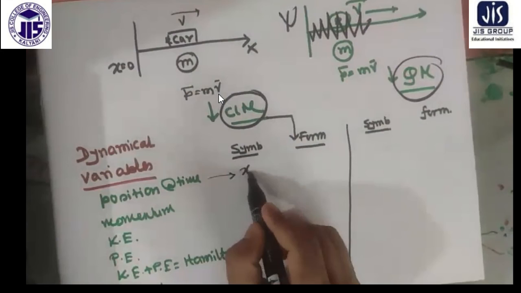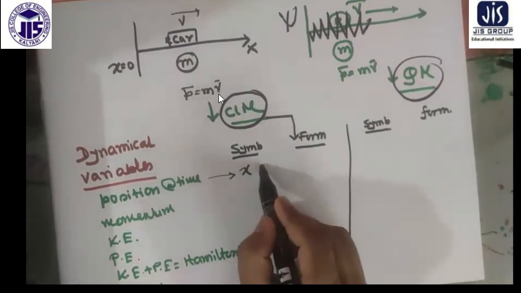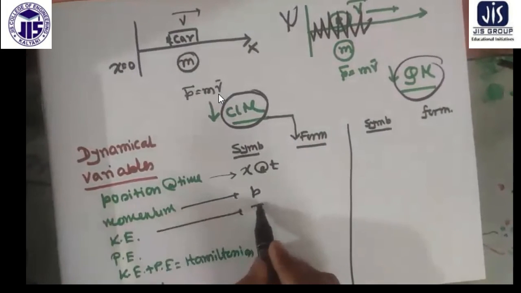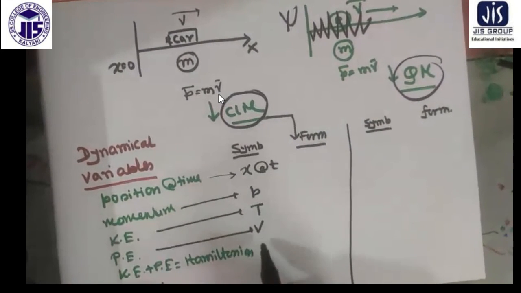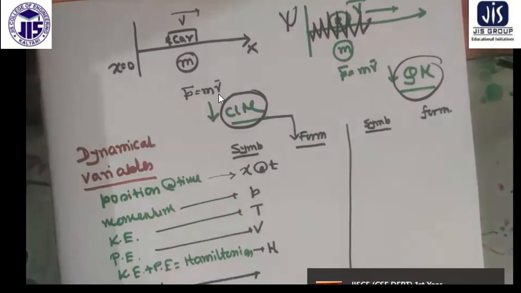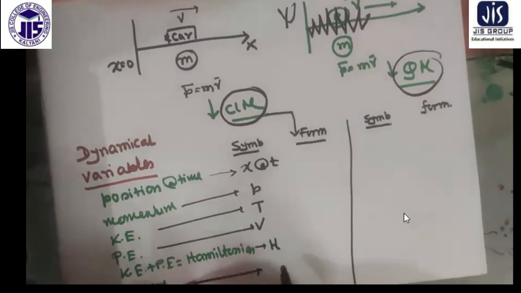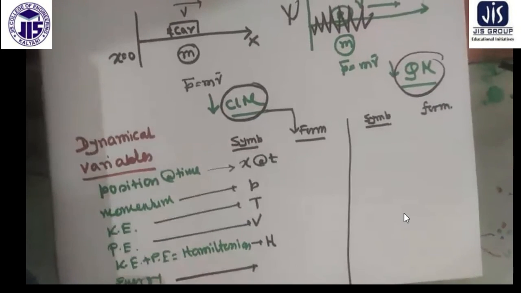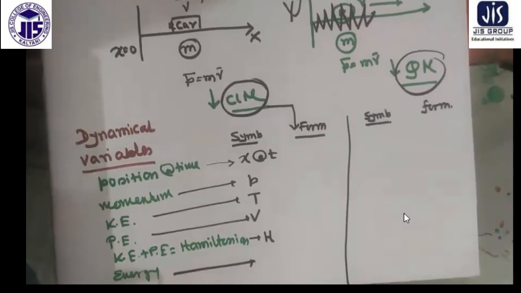You have some symbols to represent position. For 1D, these are like x and t. Momentum is p, kinetic energy is T, potential energy is V. Potential energy depends on the problem, obviously. The Hamiltonian is the summation of kinetic and potential energy, we call it H. And any other energy, in general, we call E. E is any other energy.